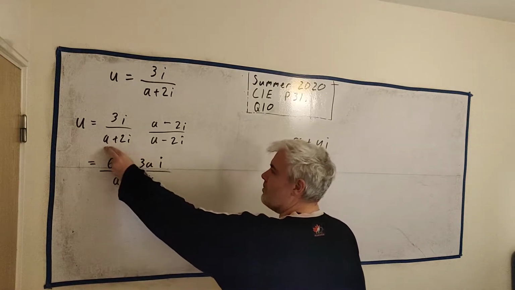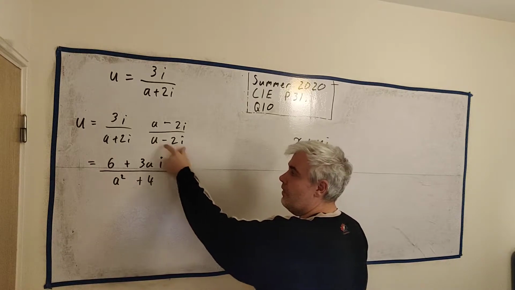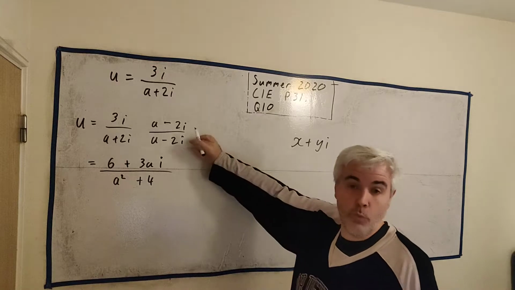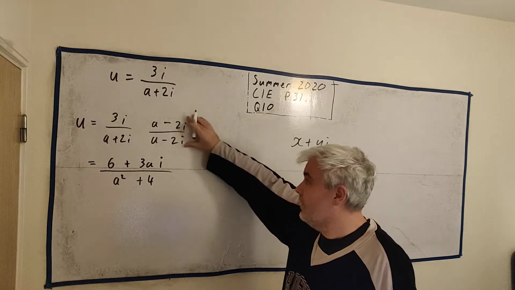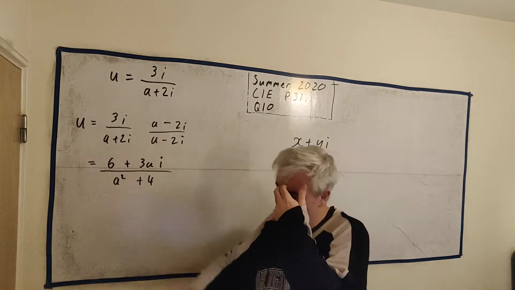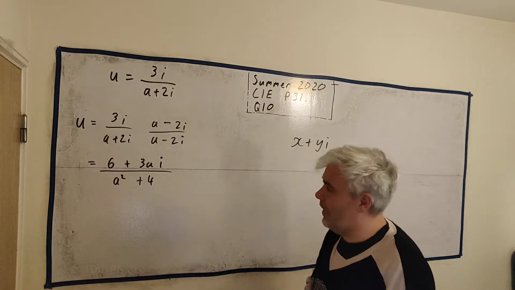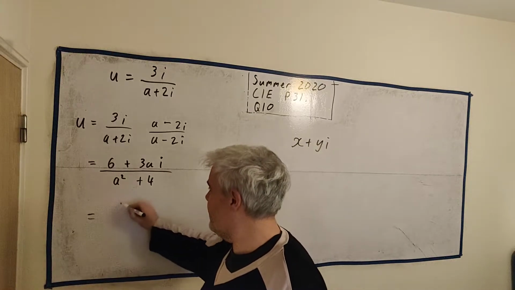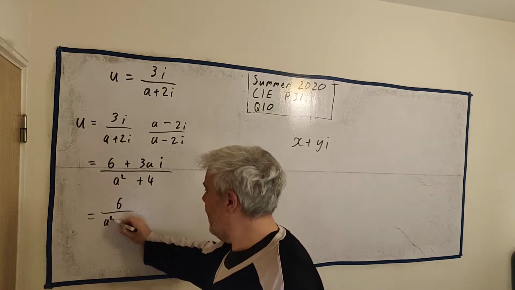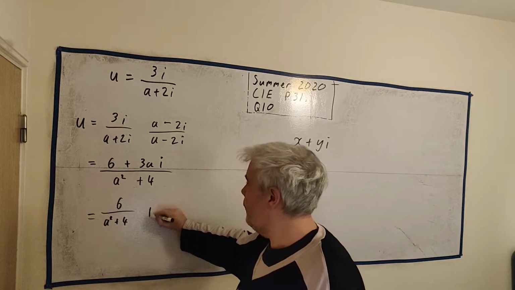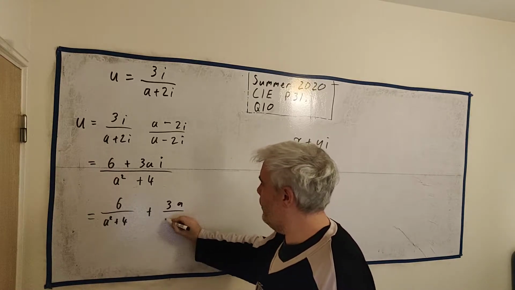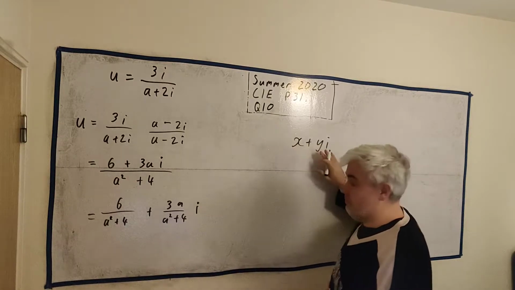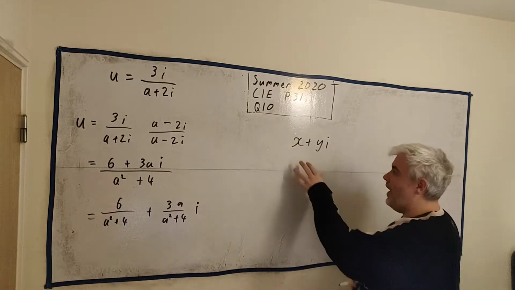And the other ones will cancel. A multiplied by minus 2i, a multiplied by plus 2i, they'll cancel together. That's in fact why we use the conjugate. So the i's in the bottom row cancel, and we're left with the bottom row just as real numbers. So I can rewrite this as 6 divided by a squared plus 4, plus 3a divided by a squared plus 4, times i. That's what they wanted. That's in the form of x plus yi.